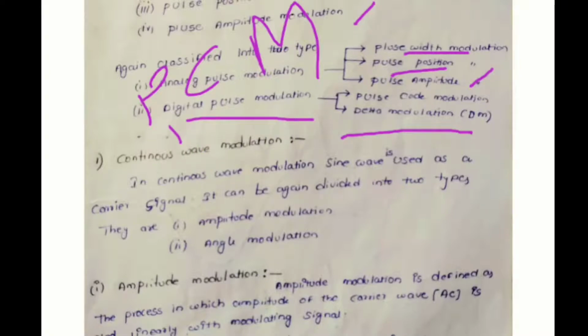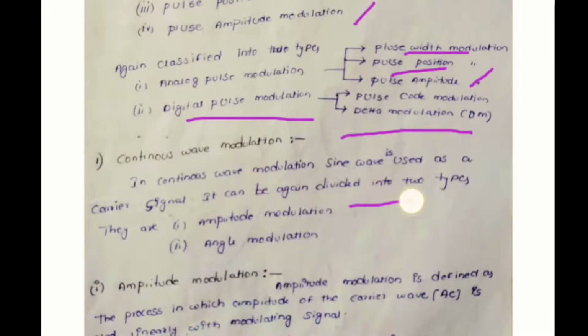Coming to one by one, what is continuous wave modulation? In continuous wave modulation, a sine wave is used as the carrier signal, and it is again divided into 2 types: amplitude modulation and angle modulation. In amplitude modulation, the amplitude of the carrier signal is varied.